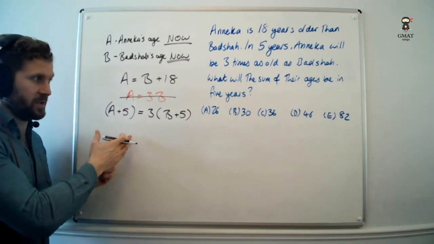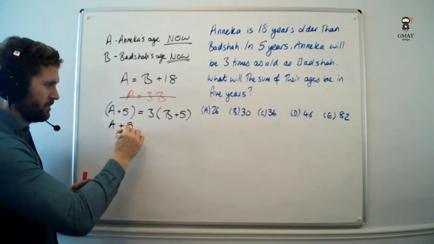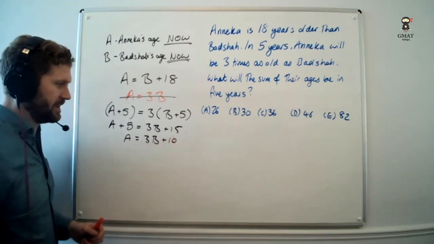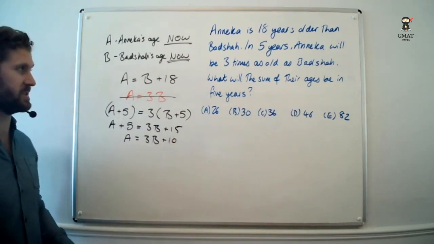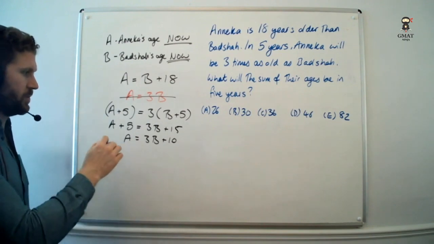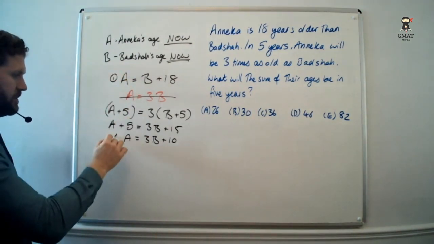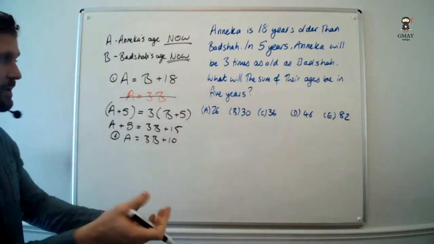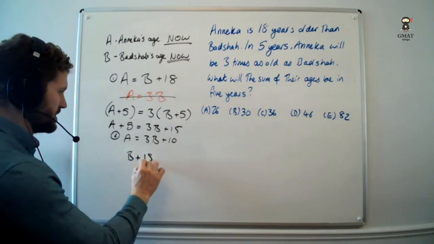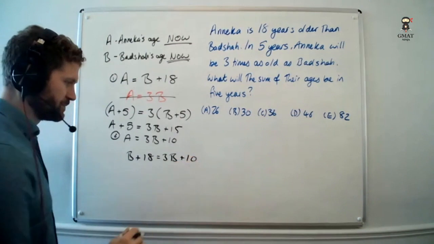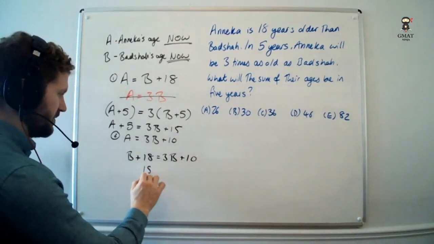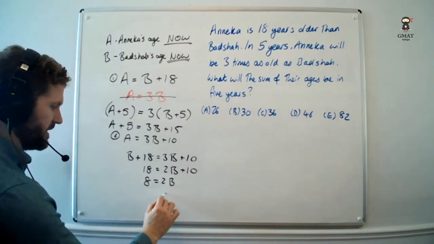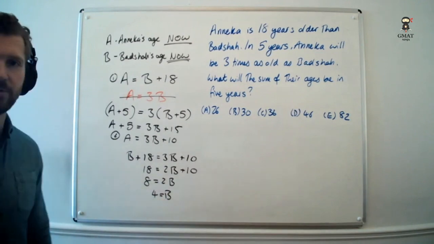And so I've got the equation down here. I can simplify this to make it a little bit nicer. And I end up with A is equal to 3 times B plus 10. And so what we can say at this stage is we've got 2 simultaneous equations here. I've got an A equals in both of them. So if I make the other sides equal to each other, I could say B plus 18 is equal to 3B plus 10. If I take away a B from both sides and then take away 10 from both sides and divide by 2, I'll end up with Badsha's age is equal to 4.